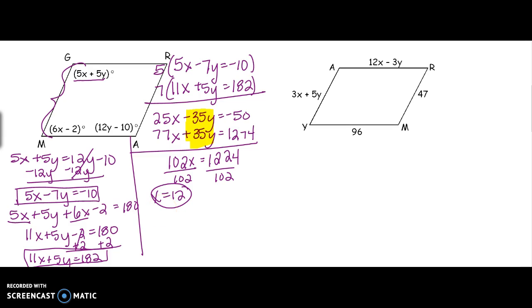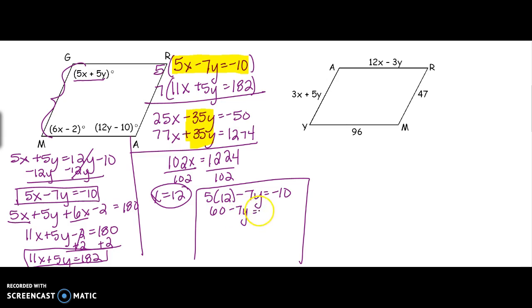Now remember, I asked you to solve for both x and y, so we need to take this x and substitute it back into one of the two original equations. So you're going to say 5 times 12 minus 7y equals negative 10. 5 times 12 is 60. Subtract 60. You have negative 7y is equal to negative 70. Divide by negative 7, and y equals 10. So your answer is x is 12, y is 10.